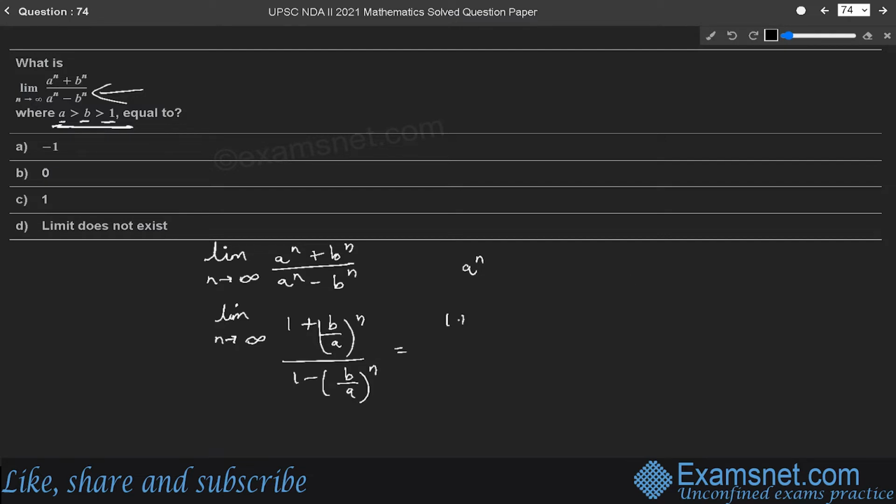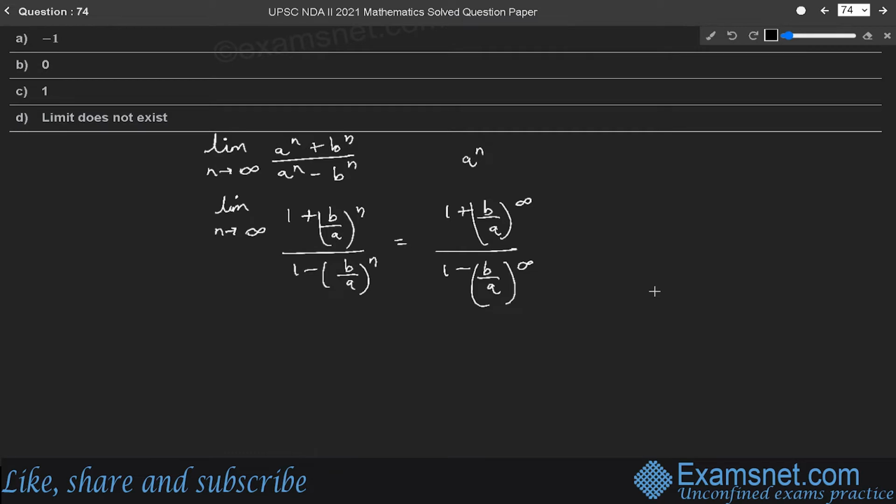So it will be 1 plus b upon a whole power infinity upon 1 minus b upon a whole power infinity. Now the power is infinity. So first let us understand some basic concepts: if any number is less than 1 and we put the power infinity, then it is always equal to 0. If any number is greater than 1 and the power is infinity, then it is equal to infinity only. And if the number is 1 and the power is infinity, then it is not determined. Means the value cannot be determined in this case.